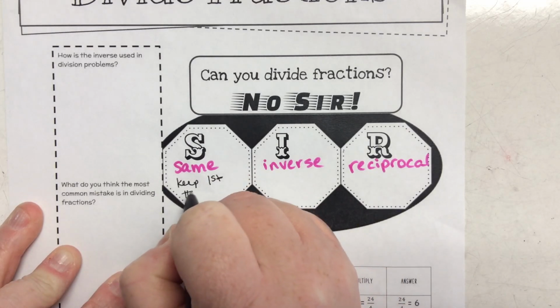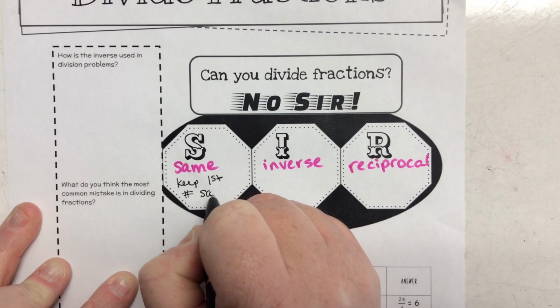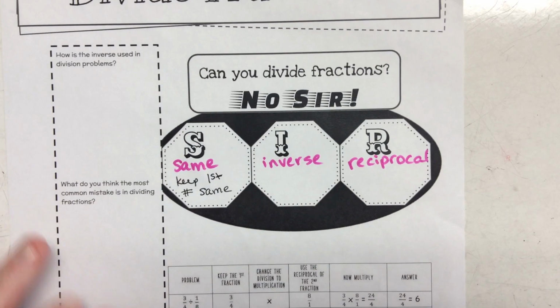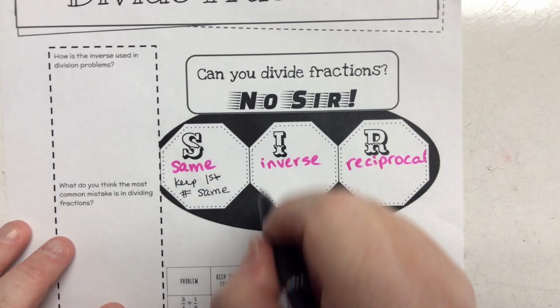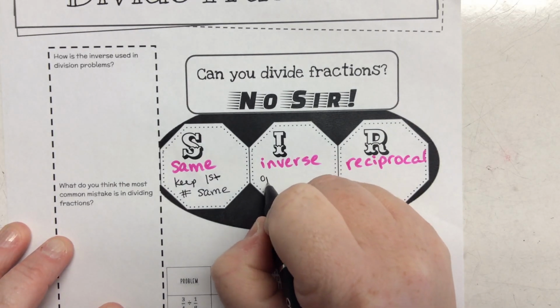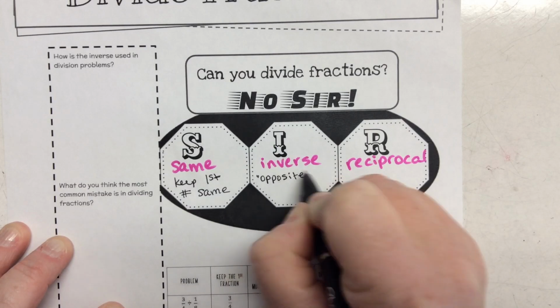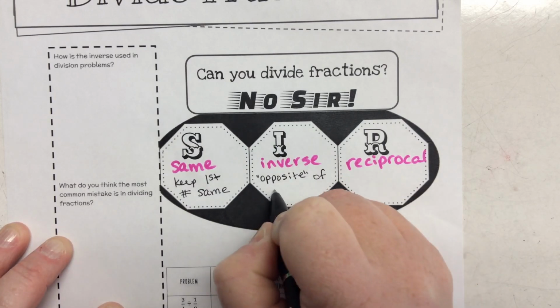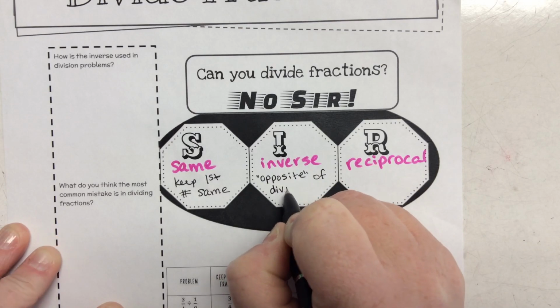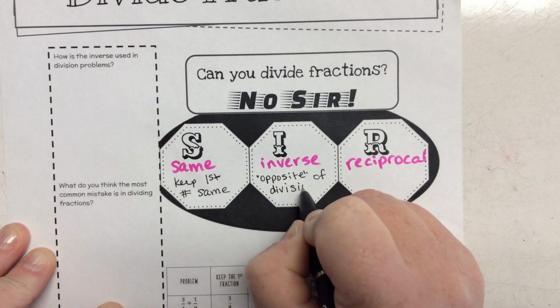Keep the first number the same. Okay, inverse means inverse operation, the opposite of division, okay? Inverse is the opposite of division. So the opposite of dividing is multiplying.